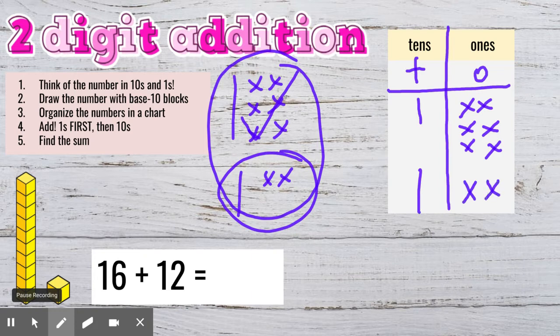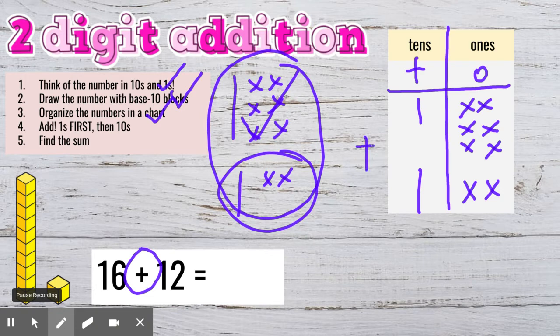It's important to put all of your ones together. It's important to put all of your tens together. So we thought of our number in tens and ones. We drew the number with base 10 blocks. We organized our numbers in a chart. And now we're going to add. Here it shows us that we're going to add these numbers together.